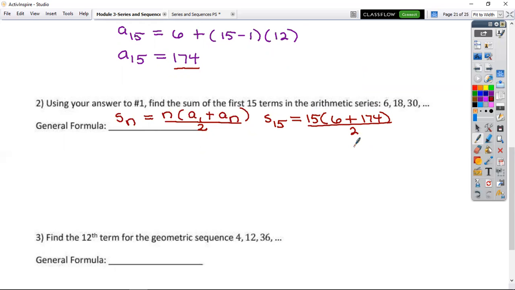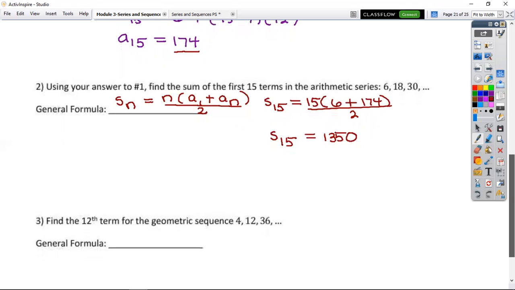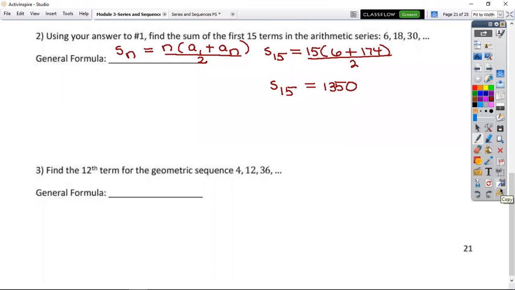So just calculator work again. So we're going to go alpha y equals enter in the calculator. 15 times the quantity 6 plus 174 all over 2. So the sum of your first 15 terms is going to be equal to 1,350. Everyone feel confident with those? Okay, again, very formula based.